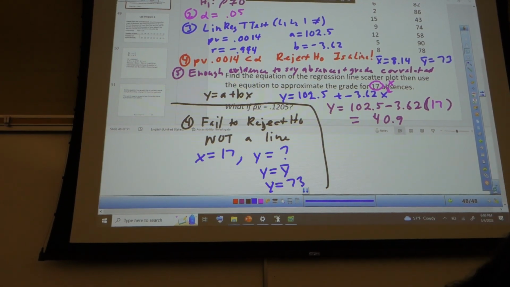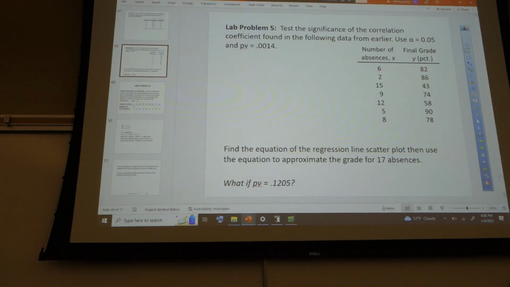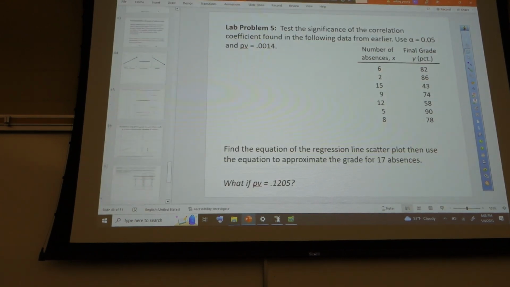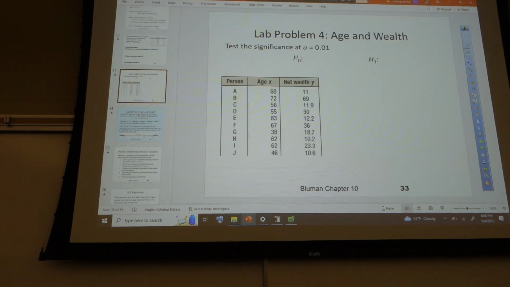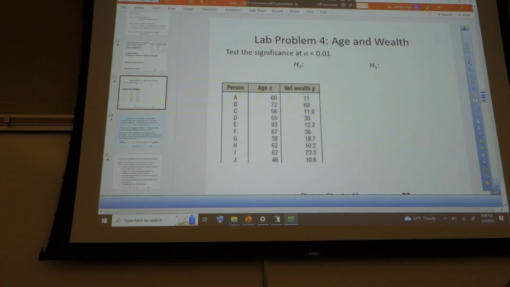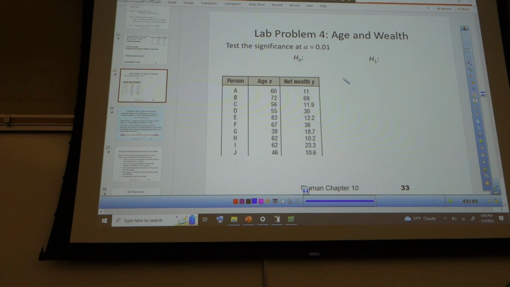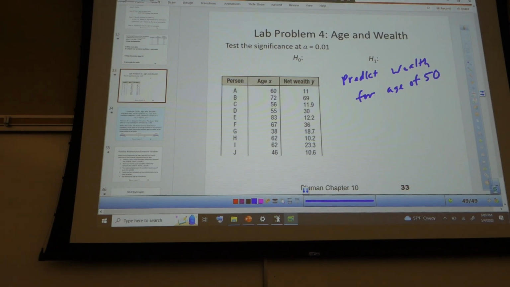So the last thing I want us to look at is going back to the problem, where was it? This one, the one you folks did. So this one, I want you to predict the wealth for an age of 50 years. So if I were 50 years old, what would you predict for my wealth? So go back to lab problem 4 and sort that one out.